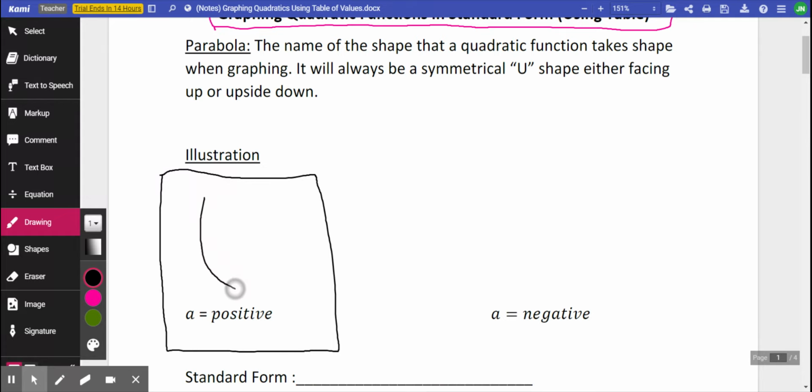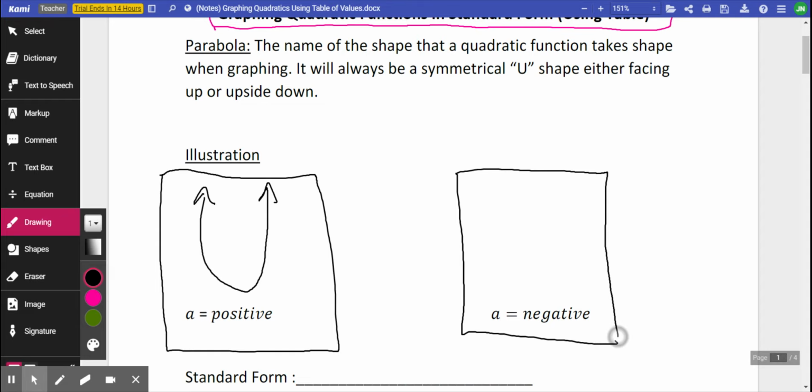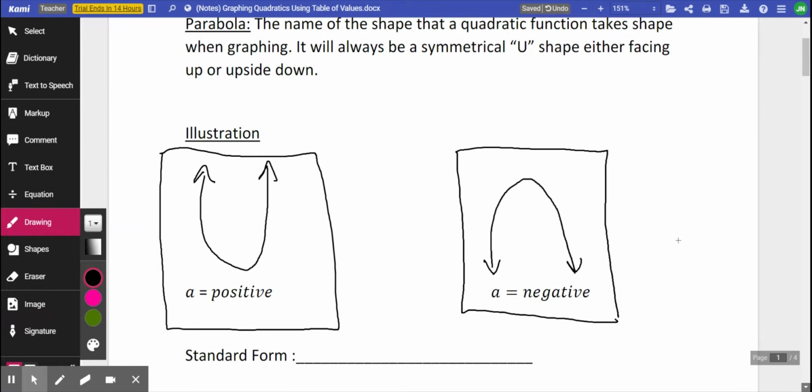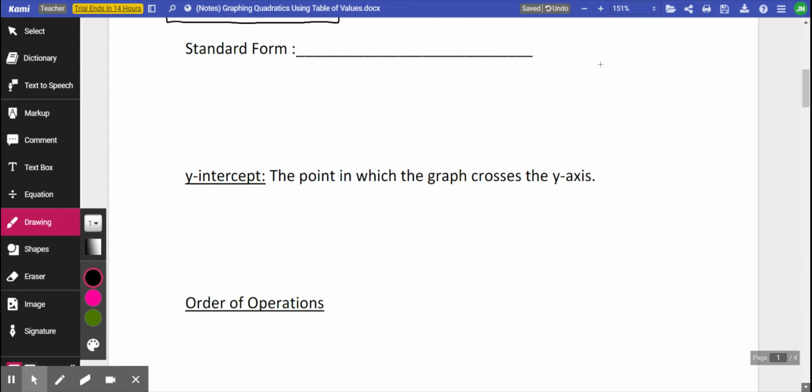the graph will look kind of like a U facing upwards. And when A is negative, the graph will look upside down. Basically, it's the same idea, but we're going to have a U upside down. And it's still going to be symmetrical. So this is what this represents, if you're wondering what it is that we are talking about.